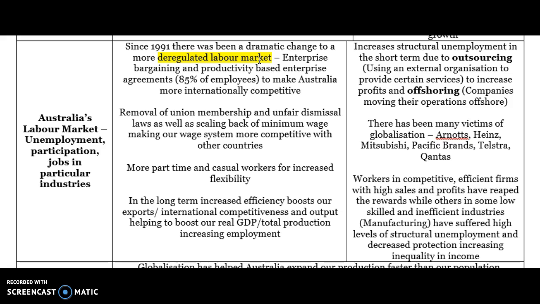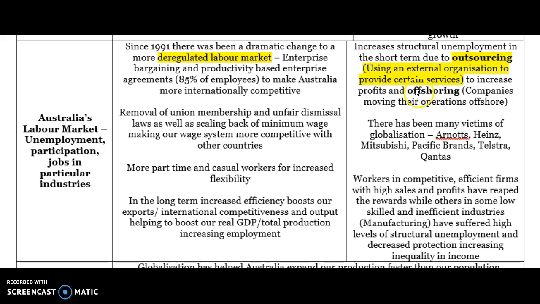From a negative point of view, the negatives have really been that a lot of jobs have been outsourced. So what I mean by outsourcing is that we're not saying the whole company moves overseas, but we're saying that the company might have certain services provided overseas. So, for example, a big business might outsource their call centres or something like that to try and reduce their cost of production because there's cheaper wages overseas. So it's led to outsourcing where certain services have been outsourced overseas.